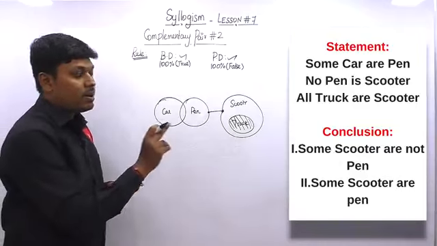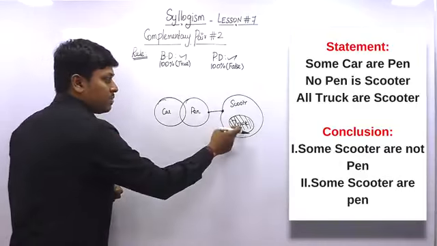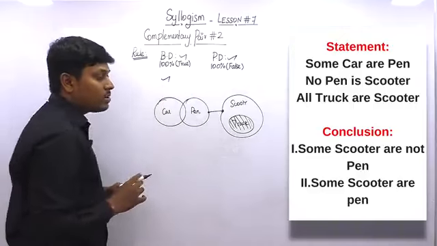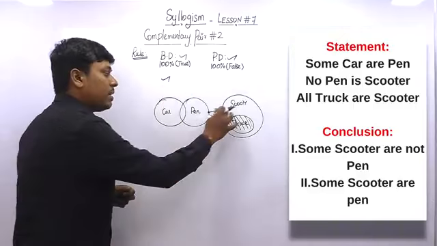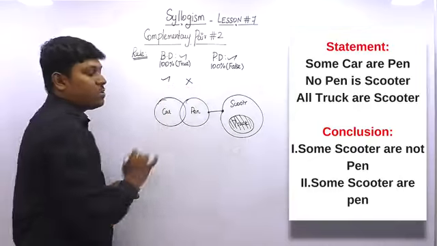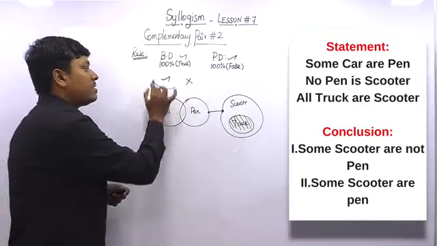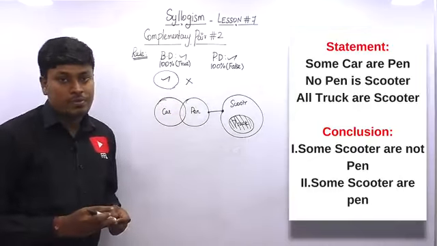The first conclusion, "some scooter are not pen", is correct. The second conclusion, "some scooter are pen": there is no connection between scooter and pen. So conclusion number 2 is false. So the answer for this question is that conclusion 1 alone follows.